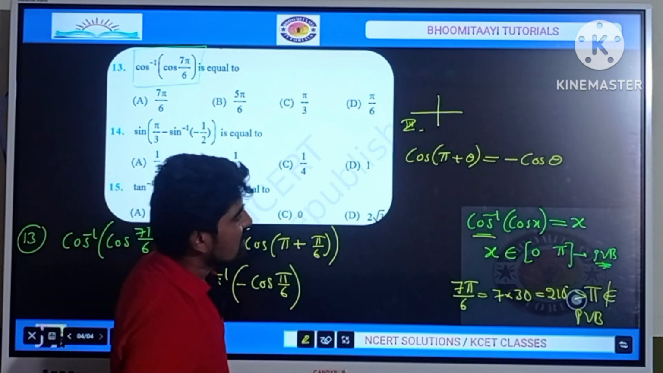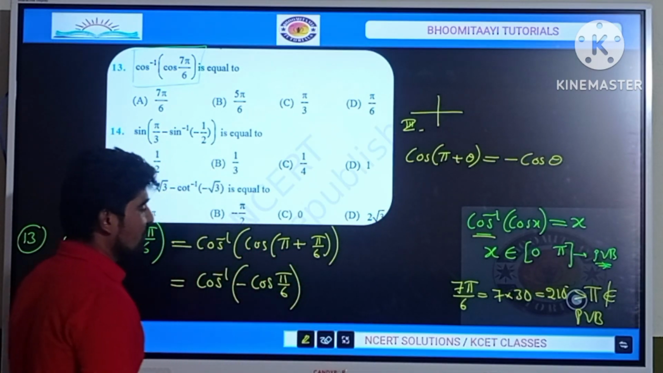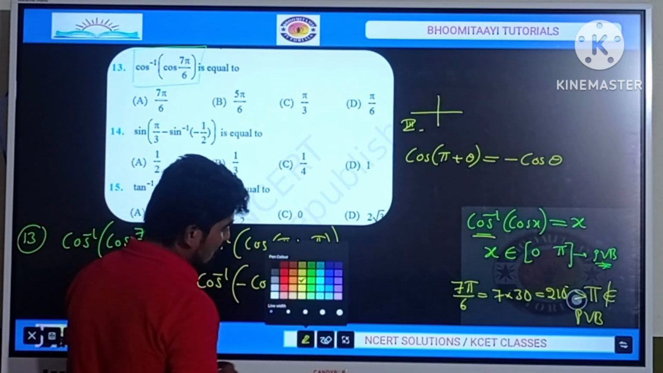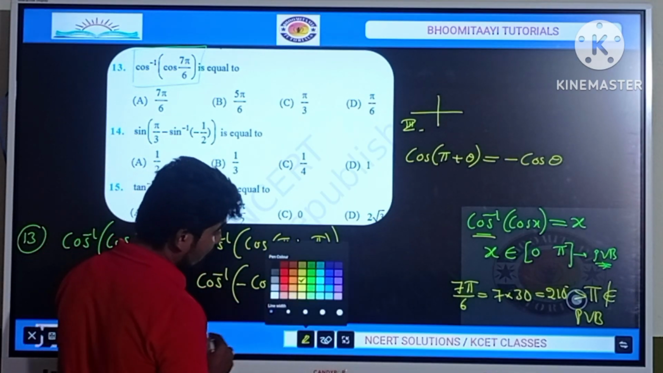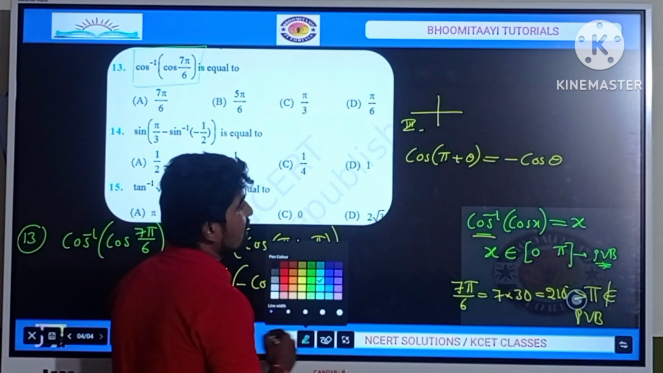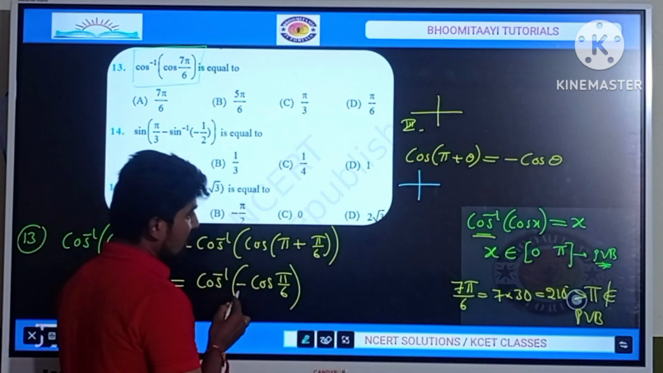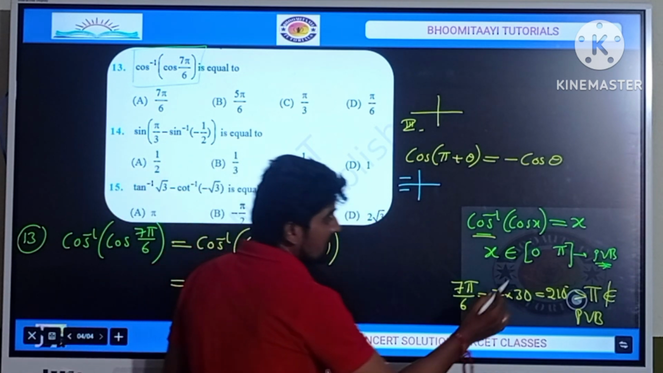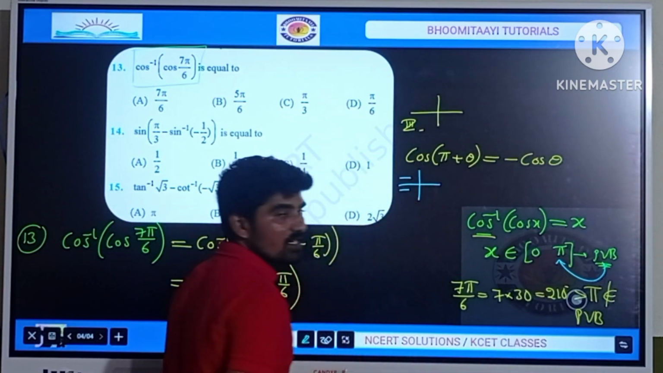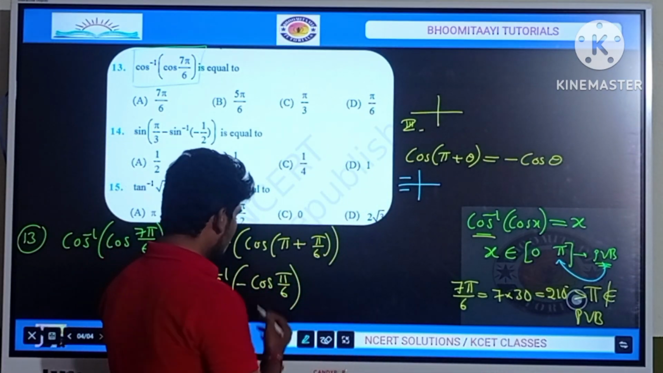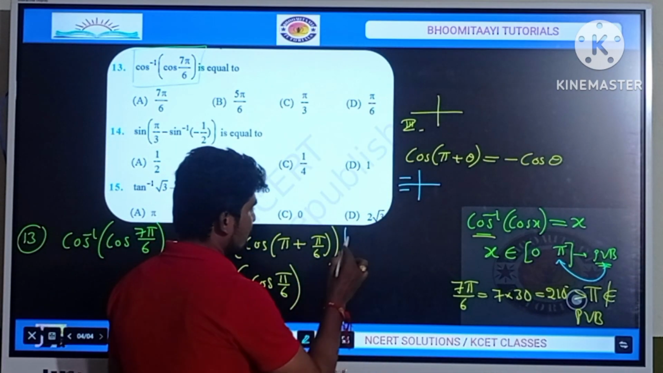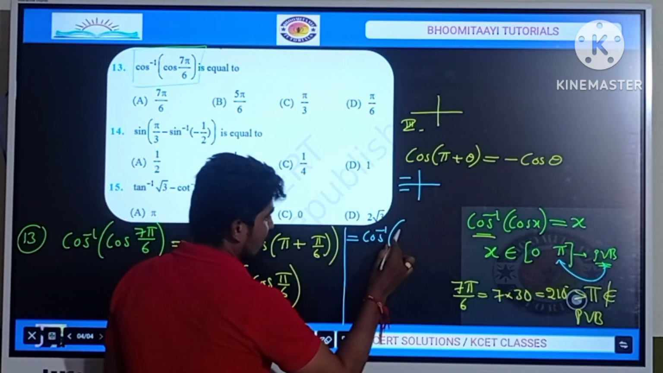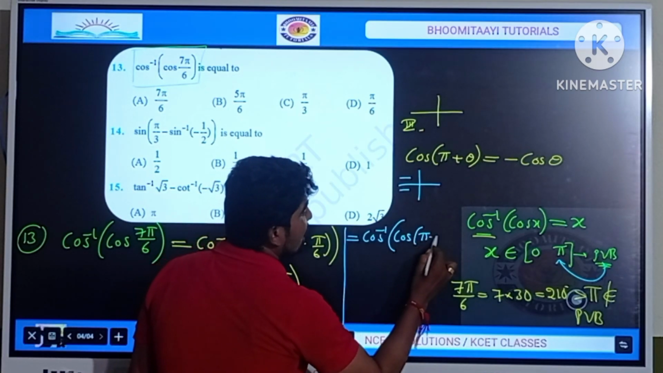Still it is not in the standard format, which is the cos inverse of cos x form, because it is of the form cos inverse of minus cos x. Now to convert this into standard form, we know that cos is negative in the second and third quadrants. So now we need to take the second quadrant, because the principal value branch of cos inverse is from 0 to 180 degrees. Therefore minus cos pi by 6 can be written as, with cos inverse as it is, cos inverse of cos of pi minus pi by 6.